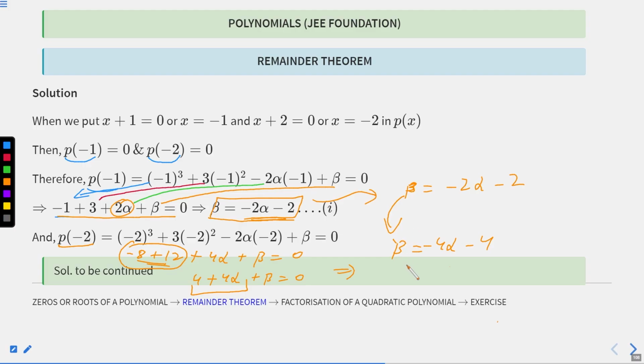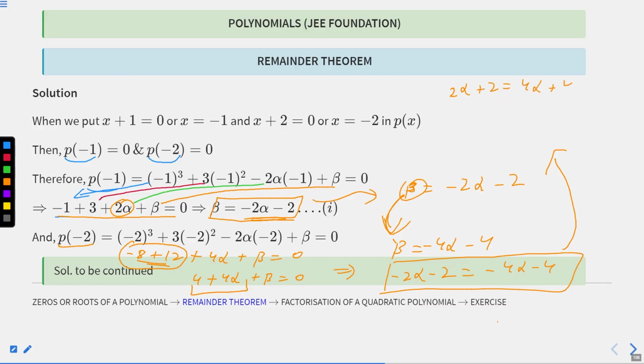From this, just put this beta value over here. You will get minus 2 alpha minus 2 equals minus 4 alpha minus 4. From this equation, you will get 2 alpha plus 2 equals 4 alpha plus 4, and doing some manipulations you will get 2 alpha equals minus 2.